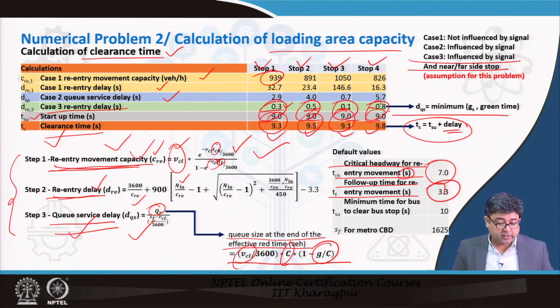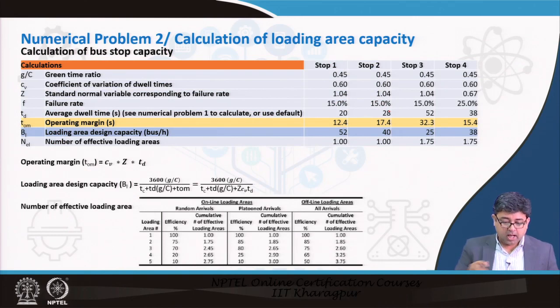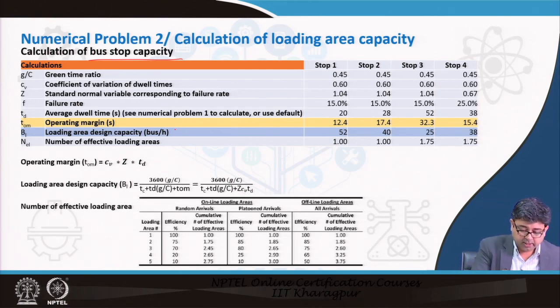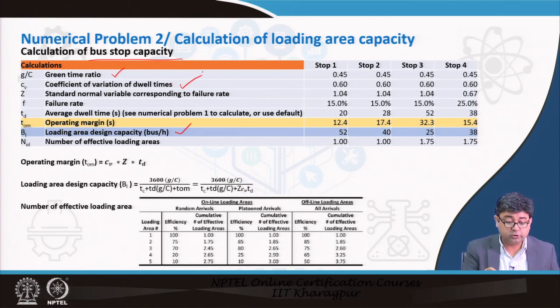So, now that you have your clearance time, your bus stop capacity calculations can begin. Before you do your bus stop capacity, we are doing your loading area capacity. So, for loading area capacity, you bring in all these input values that have already been calculated: green time ratio, coefficient of variation of dwell times, you know the dwell times from numerical 1. So, you bring them in here, you calculate the coefficient of variation in each of those dwelling times, and you put it in there.